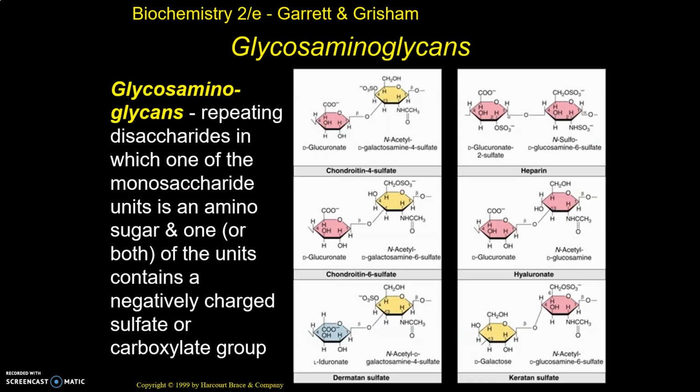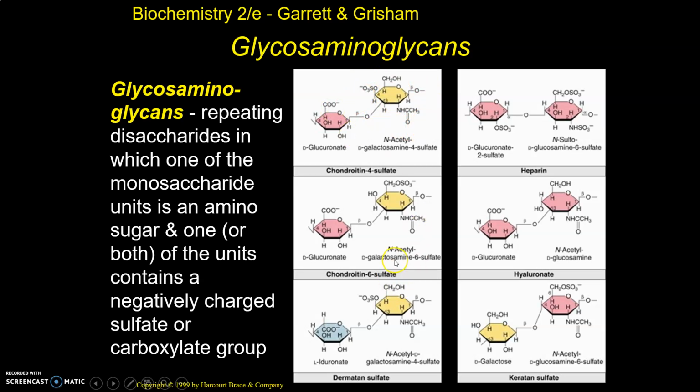All right. Another thing we need to talk about are these glycosaminoglycans. Okay. And these glycosaminoglycans are repeating disaccharides in which one of the monosaccharides is an amino sugar and one of the units has a negative charge associated with it. That's either a sulfate or a carboxylate. One of them has to. It may be both. So in this case, here's your amino one, and they actually both have negative charges.